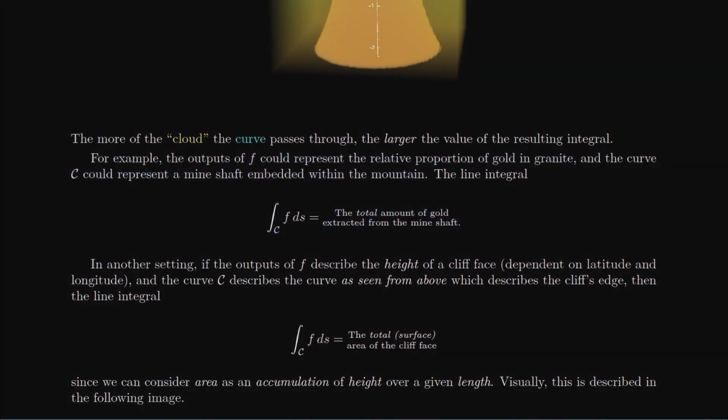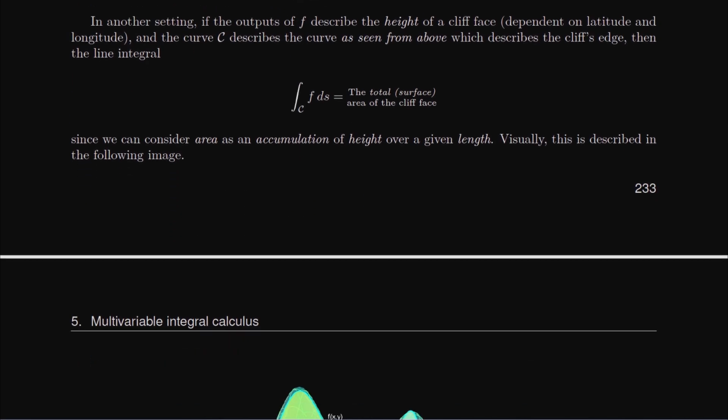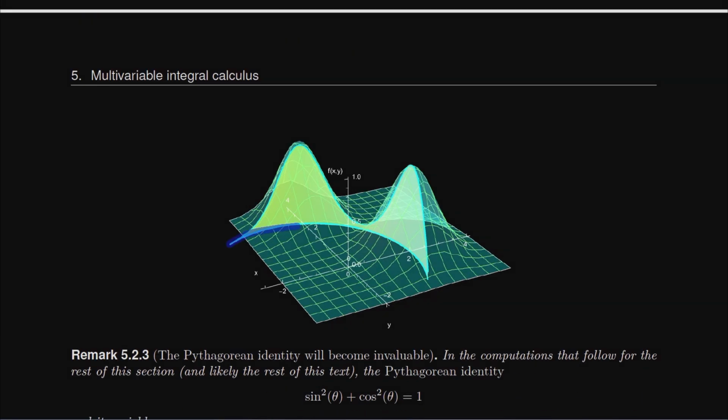Now there is one extra interpretation. Imagine if F is now describing the height of a cliff. I say a cliff face, but you could think of the height of a mountain. So F is the height of a cliff face or the height of a mountain, and the curve C describes the curve as seen from above, which describes the edge of the cliff. Then this line integral, the same line integral as before, is now going to talk about the total surface area of the cliff face. Actually, the base is the curve C, which is traveled, but then you have the function which describes the height of the cliff face the whole way.